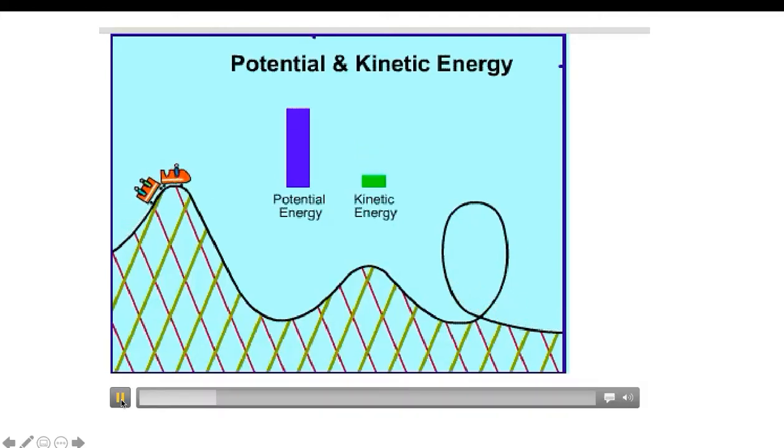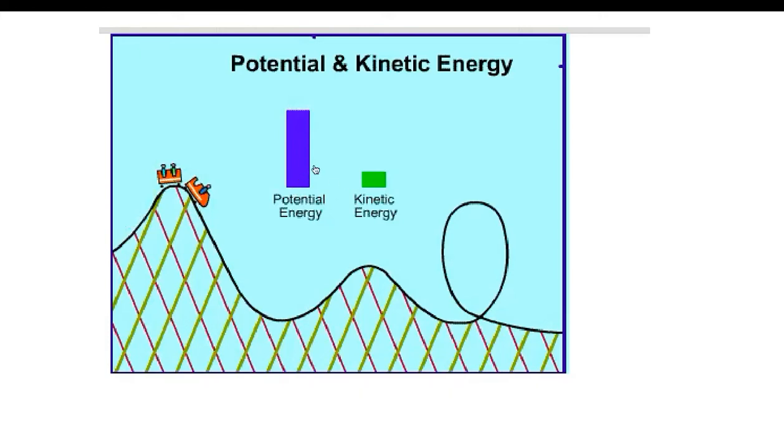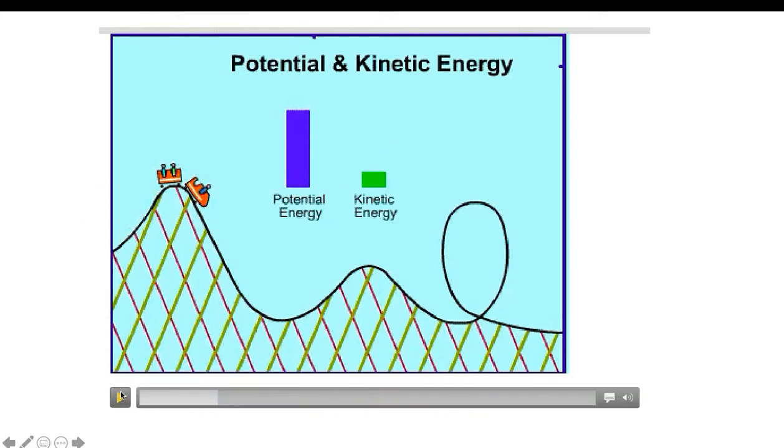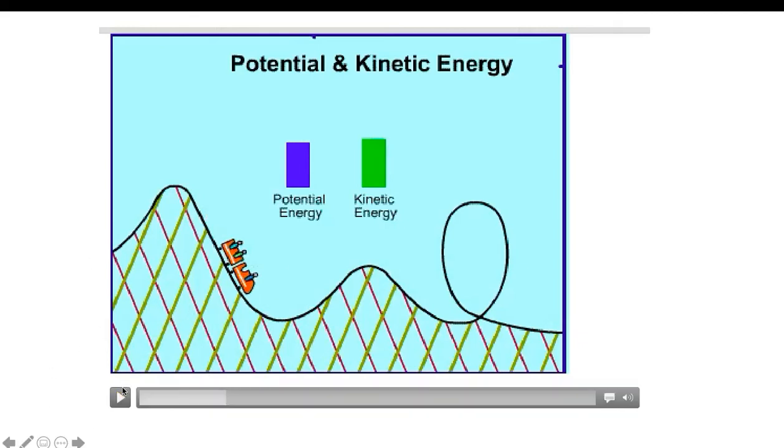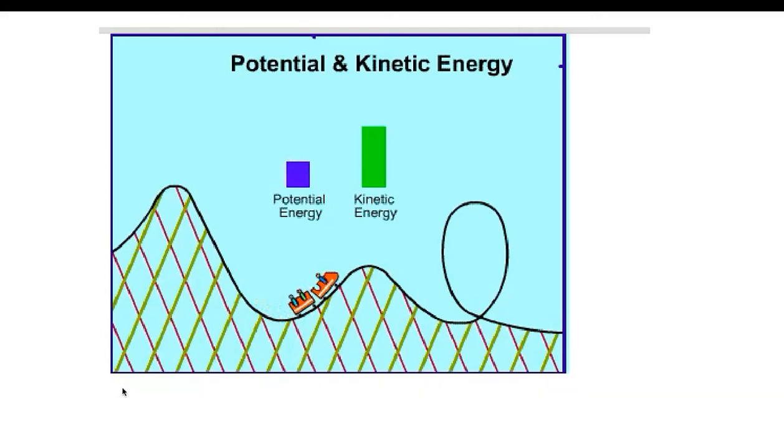So here we are back at the beginning. Notice at the top of the hill, little kinetic energy because it is moving, right? But moving slow, mostly potential energy. Let it go a little farther as it goes down the hill. Notice how we have less potential energy and more kinetic energy. If I let it go a little farther, notice here we have lots of kinetic energy, not a whole lot of potential. There's not very far to fall.